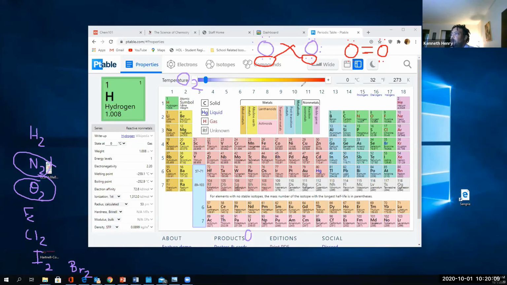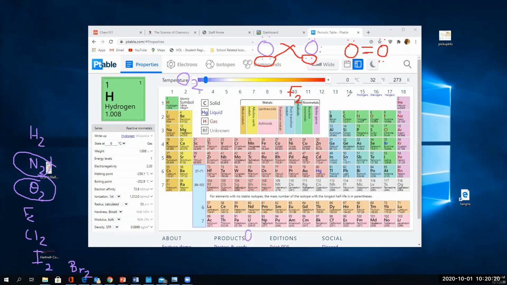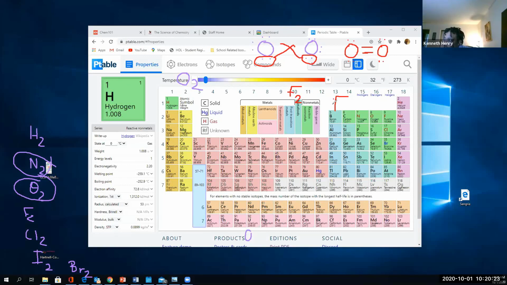Now, what about, let's do F2. How many valence electrons does that F have? 7. Okay. 1, 2, 3, 4, 5, 6, 7. So we have a total of 14 electrons to work with, right? Okay. So how many will this need to share for it to reach its octet?